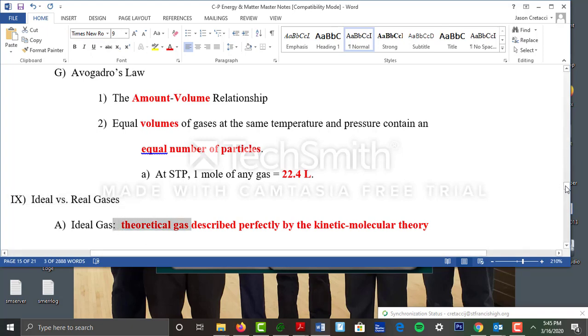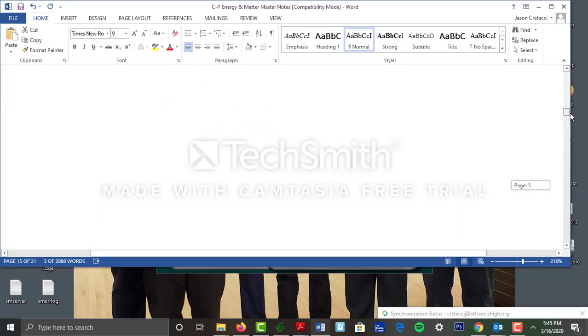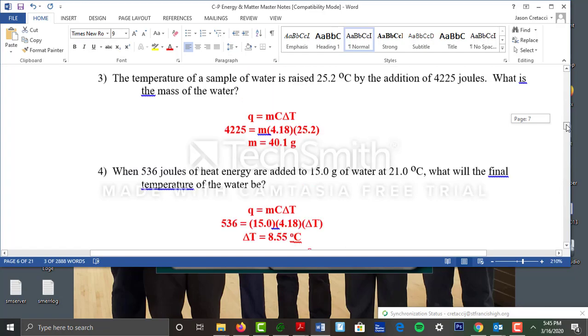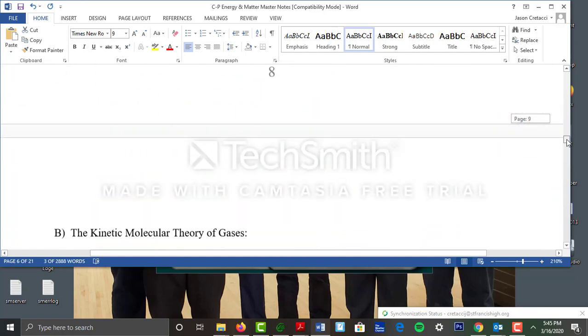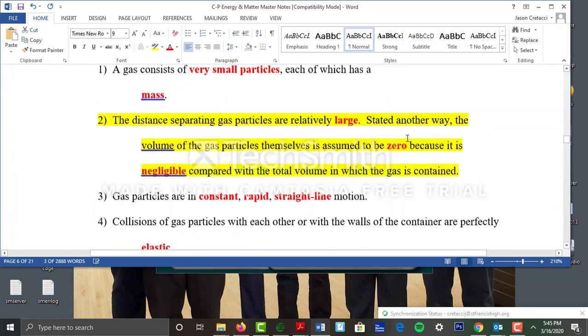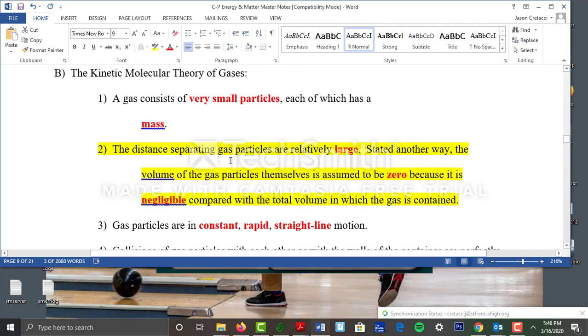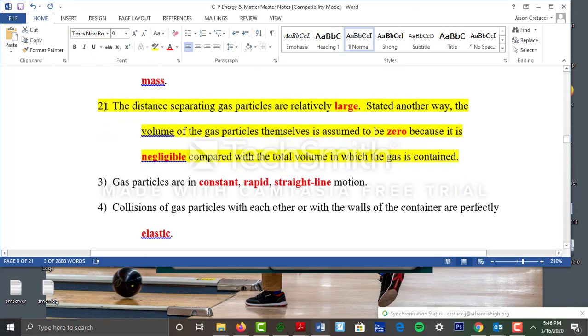So why is it theoretical? Let's go back in our notes to what the kinetic molecular theory was. There are 2 things that we listed in the kinetic molecular theory that we said are true under normal conditions, but remember, under extreme conditions they don't hold true. The first is the fact that the distance separating gas particles is relatively large. We agree with that. That's what makes a gas so much more compressible than a solid or a liquid.